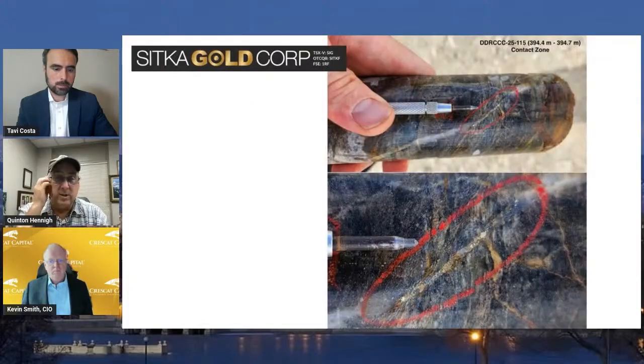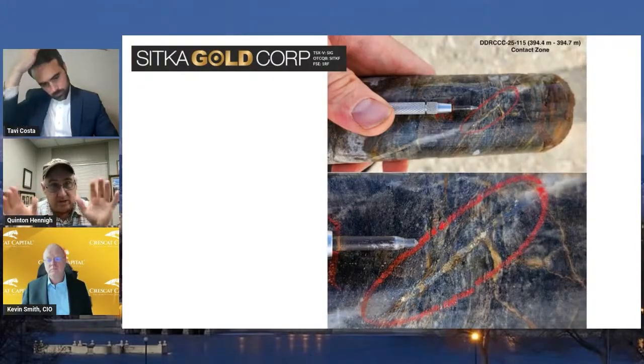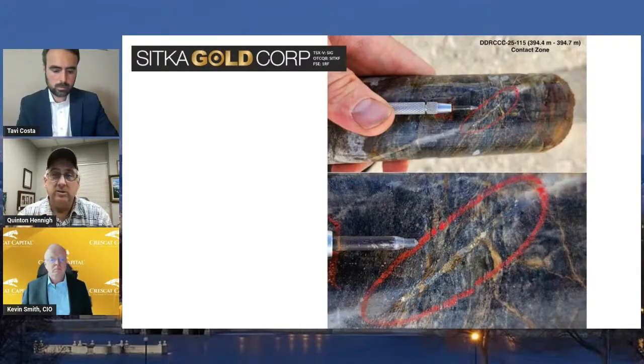And then this is just some of the core that they put in the news release this week. It's interesting because the rock here, it's kind of a black laminated stuff. That's the schist or the country rock around the intrusion. This is not actually out of the intrusion itself, but from what they call the contact zone. The contact meaning where the intrusion is in contact with the sedimentary rocks and has baked them. There are little veinlets that have snuck out into the schistose rocks like this. And those quartz veins, look at the gold in them.